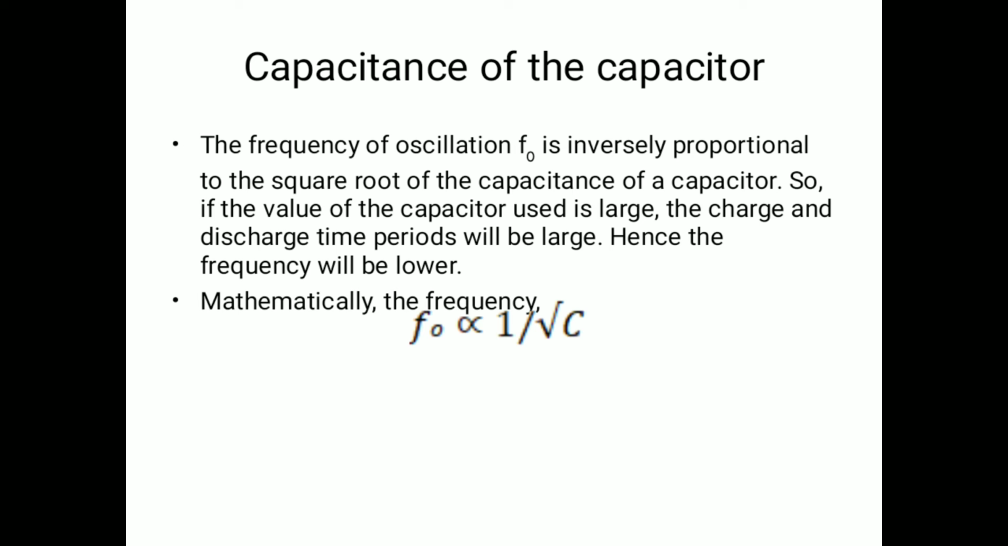Now we know that the frequency of oscillation is inversely proportional to the square root of the capacitance of the capacitor. It is proportional to 1 by root C. Now suppose the value of C is large. Then the charging and discharging period of the capacitor will be large, and it will produce a lower frequency. The frequency of oscillation will be less.